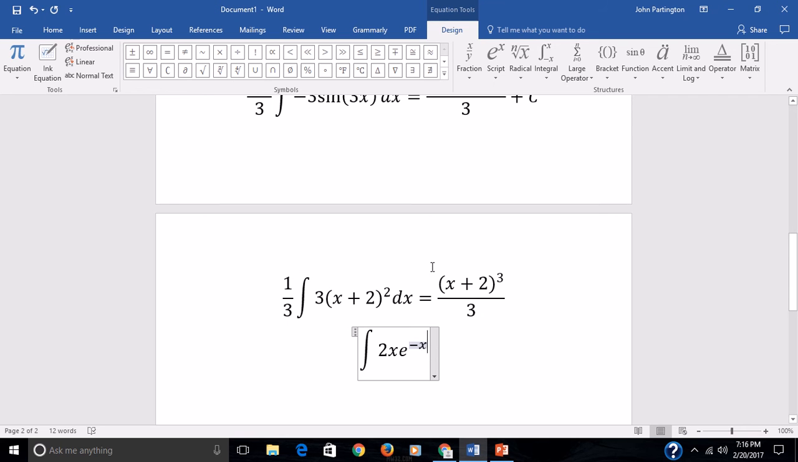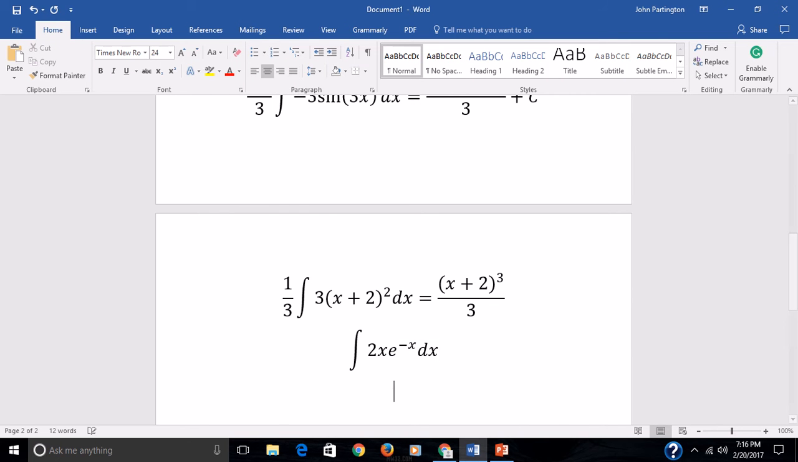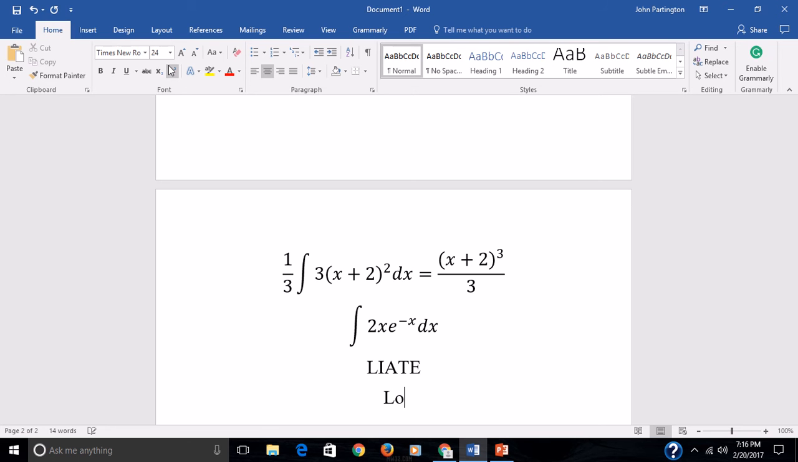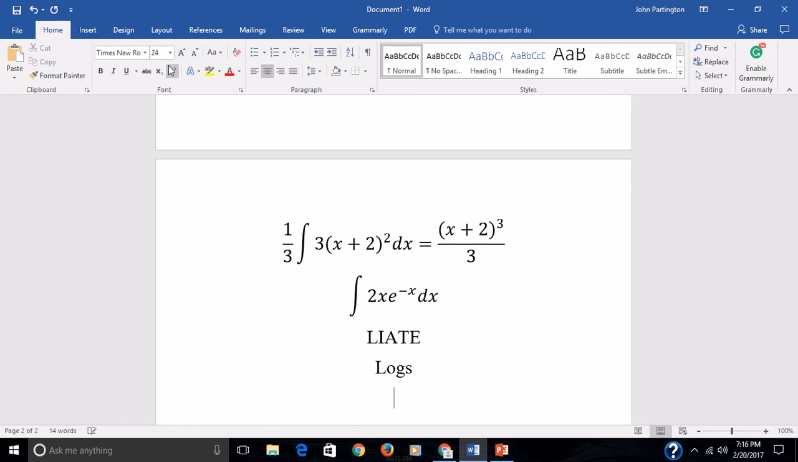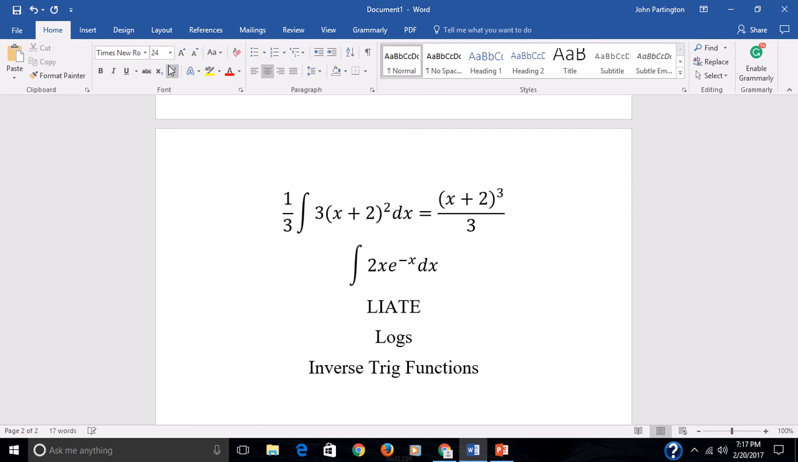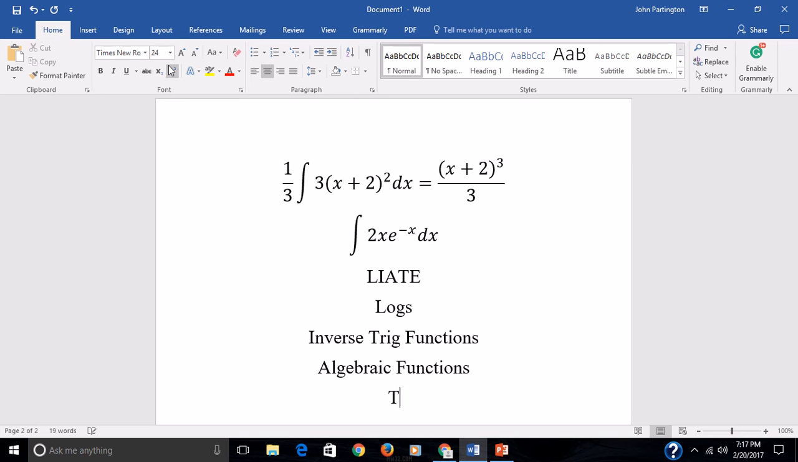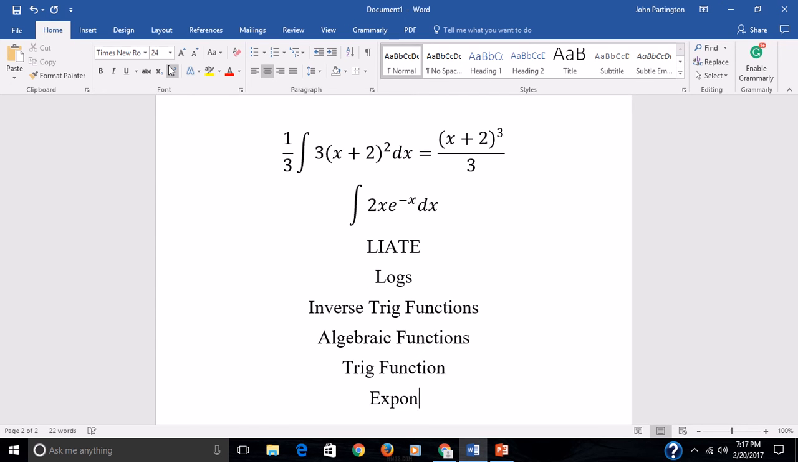All right, so before we can really start this, we need to establish what we're going to do. There's an acronym that we're going to be using. That is LIATE. This is going to be logs, inverse trig functions, algebraic functions, trig functions, so this is going to be your standard sine, cosine, and then exponentials.